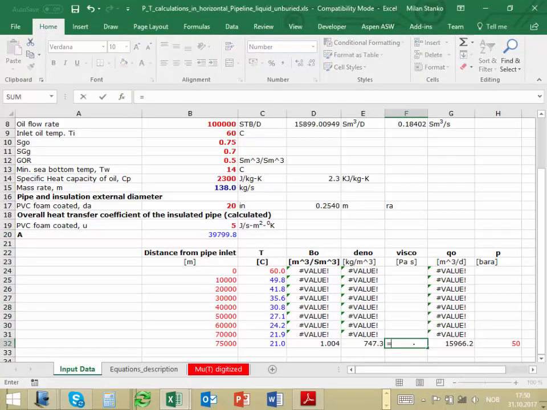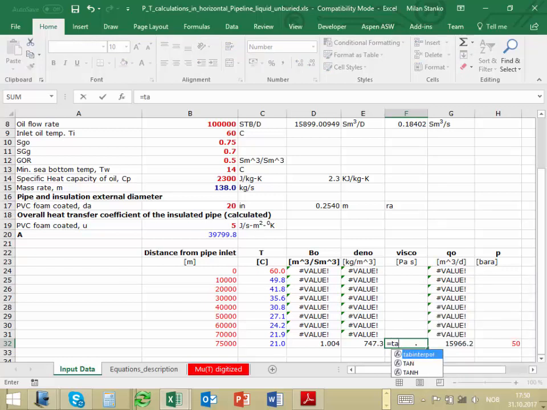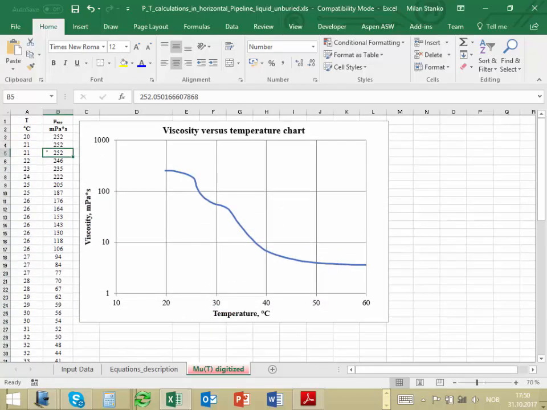We say that viscosity is equal to table interpolation. Value, remember first the value that I want to interpolate, temperature, then the column where the information I want is, that is, if we look at the table, is column 1 and column 2. It will be in column 2. That's what I want.